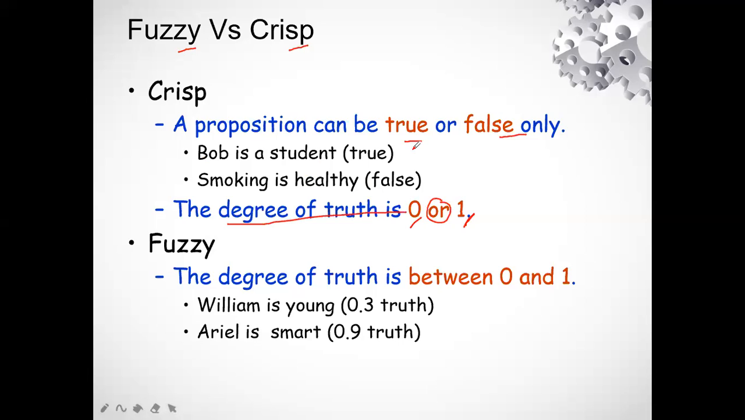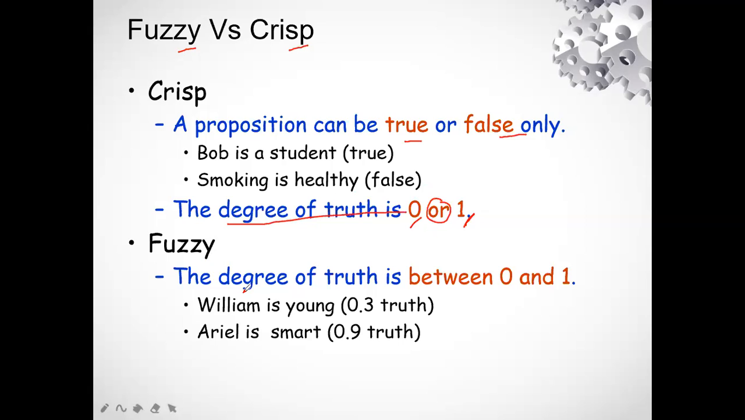So it does not have that Bob is also a student and somewhat a student, partly a student. No, there's no partial theory in this. It is very clear cut that either he is a student or he is not a student. When we say smoking is healthy, false. So it is very clear cut, nothing in between. Nothing in between the degree of truth, 0 or 1, or true or false. It gives you a clear cut and exact answer.